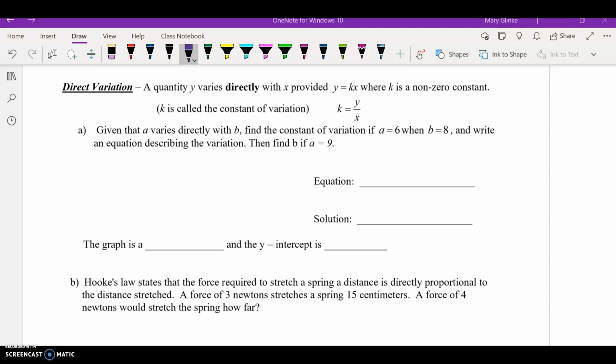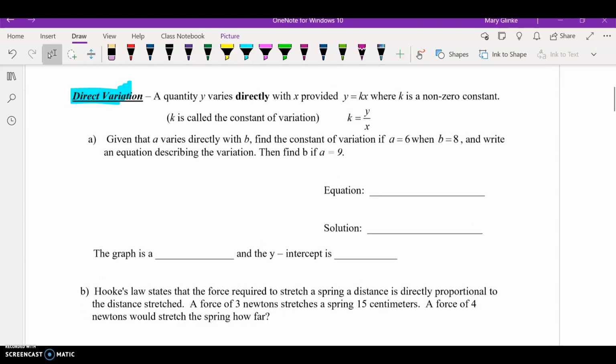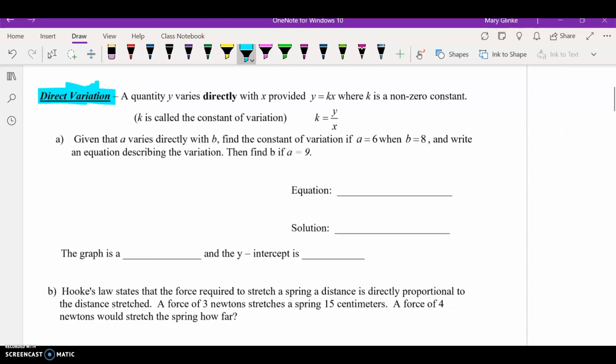Hello. Today we are going to be talking about types of variation. So our first type of variation is direct variation. Something will say like these things vary directly. If that is the case, it's going to be y equals k times x.